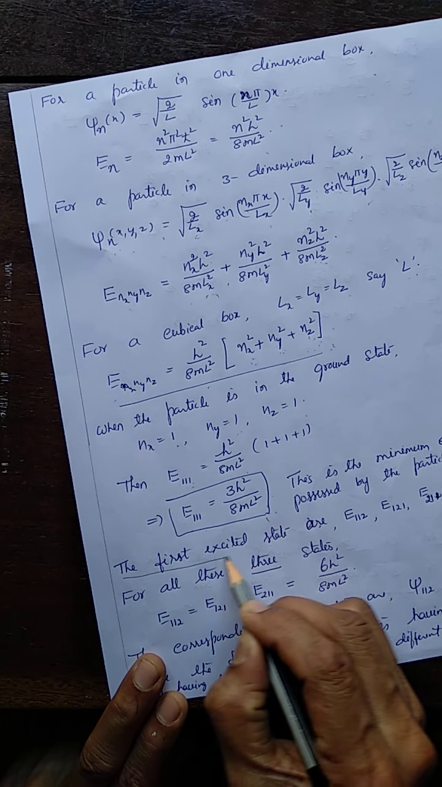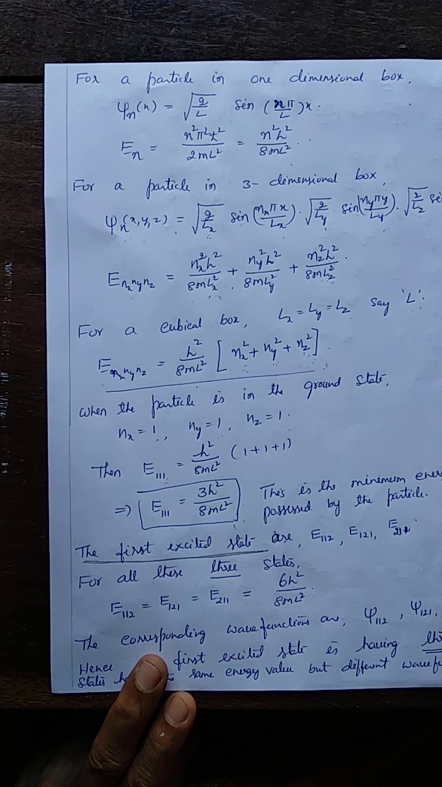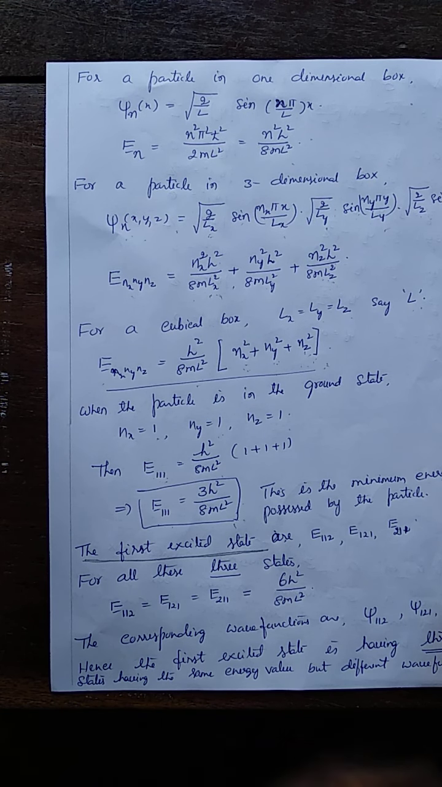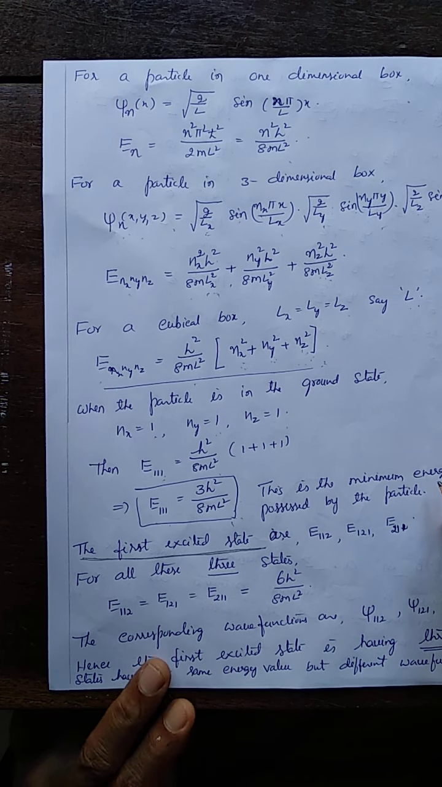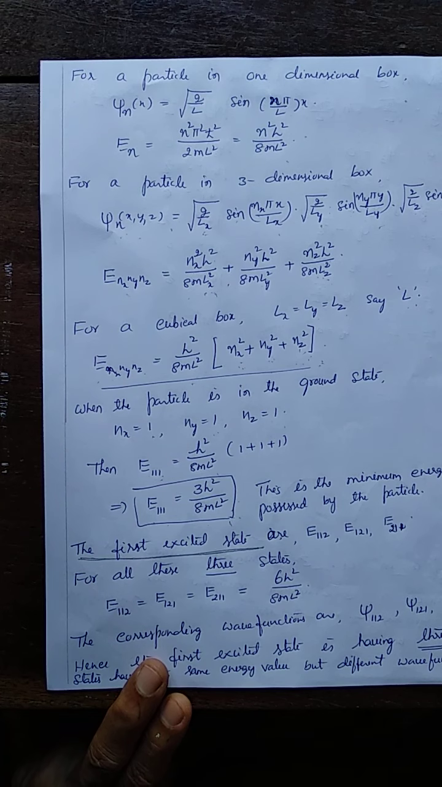First excited state. Consider the first excited state. It means excitation is from level 1 to 2. Now what are the quantum numbers? The quantum numbers will be the possible values of Nx, Ny, and Nz that we have to find out.